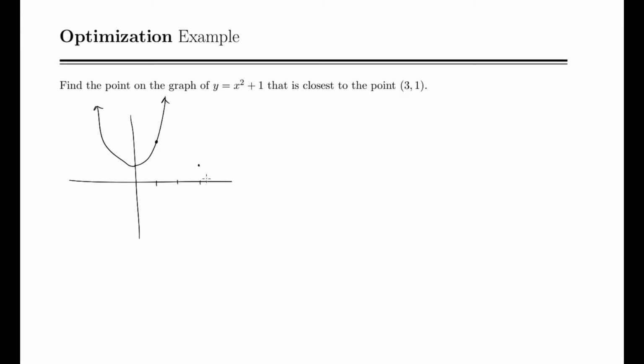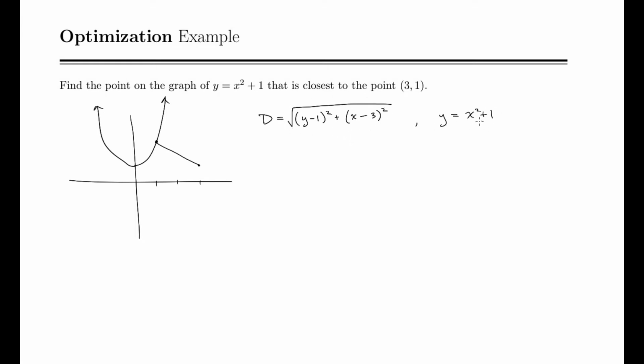And some point on this parabola is closest to that. And so what we're going to do is look at an arbitrary point (x, y) and just come up with a formula for how far it is from that point. So the distance formula is the square root of (y minus 1) squared plus (x minus 3) squared. And we have our constraint already that y has to equal x squared plus 1. So this is the thing that we are optimizing.